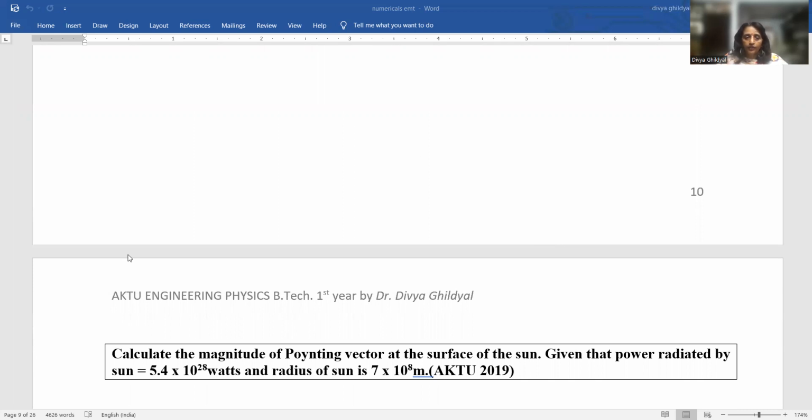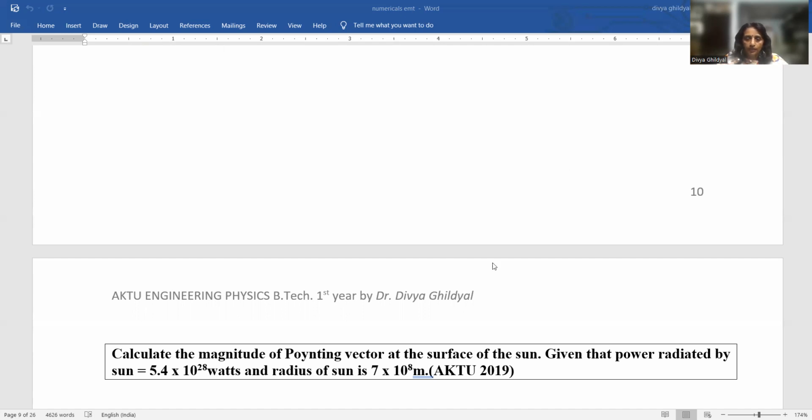Now first let us look at the numerical more closely, and then let us see and analyze which formula we have to use for this numerical. See, the numerical itself is hinting you that you have to find the magnitude of Poynting vector.